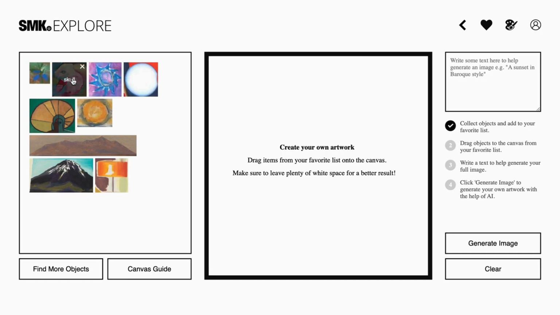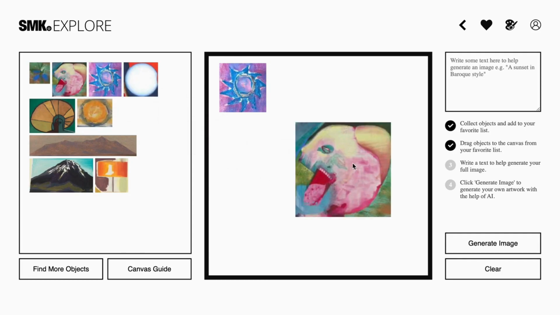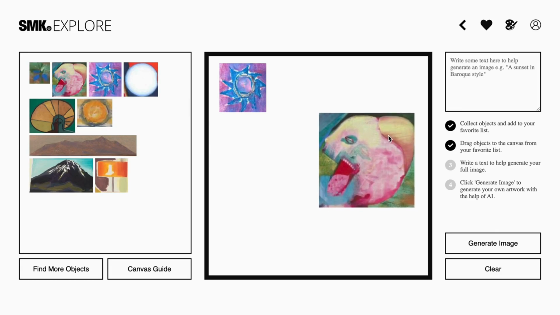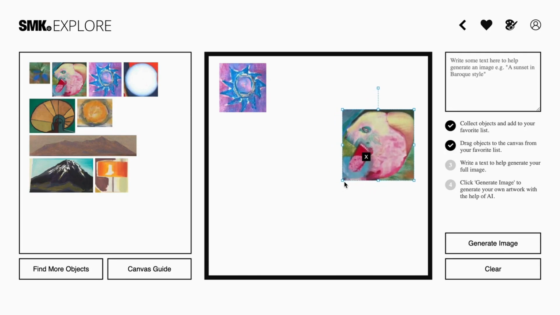The saved objects can also be used to create new images on the interactive canvas. Here they can combine, position, and resize objects. Once they're satisfied with the composition, they can type in a text prompt describing, for instance, the desired image style or theme. The canvas uses the outpainting function of OpenAI's DALL-E 2 API, which generates content in the white space of the canvas based on the visual input and the text prompt.